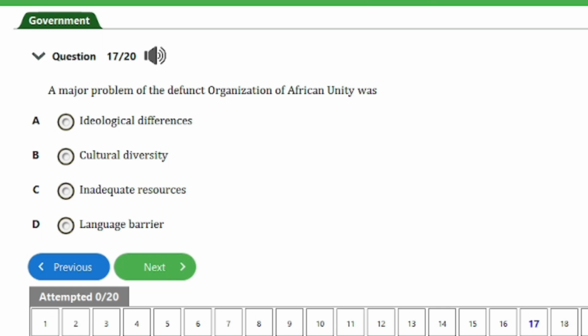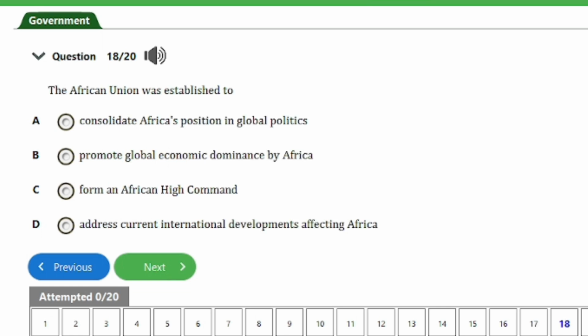So we have here question number 18. It says, the African Union was established to A, consolidate Africa's position in global politics, B, promote global economic dominance by Africa, C, form an African High Command, D, address current international developments affecting Africa. So guys, the answer to this question is option D, address current international developments affecting Africa.